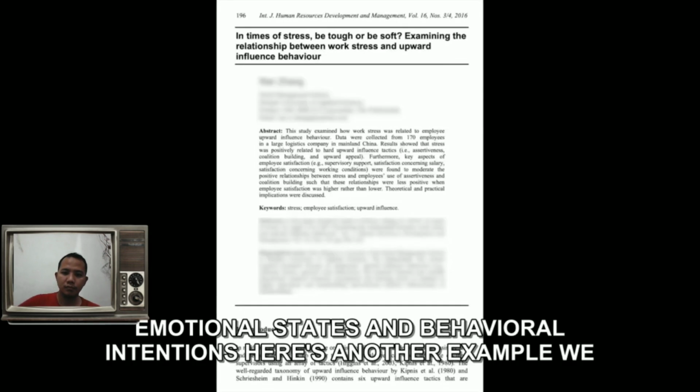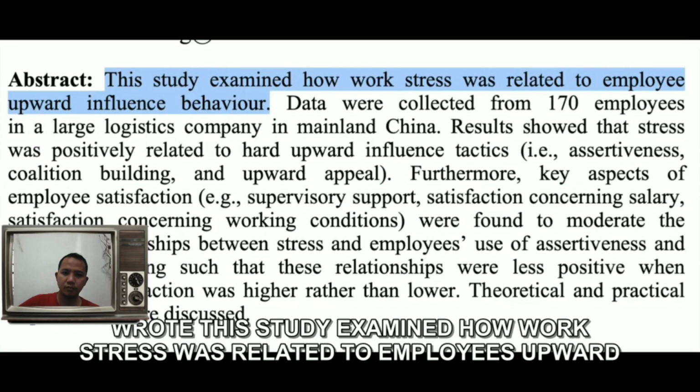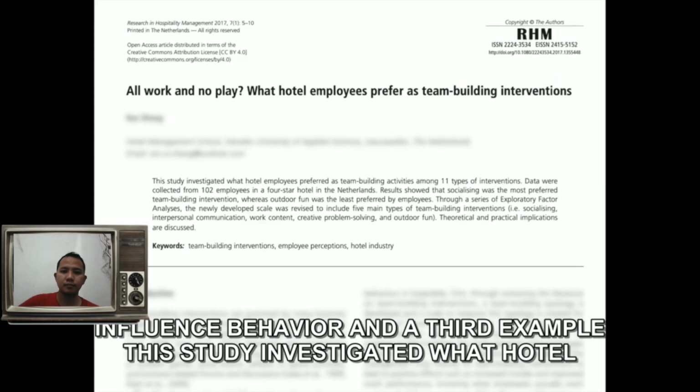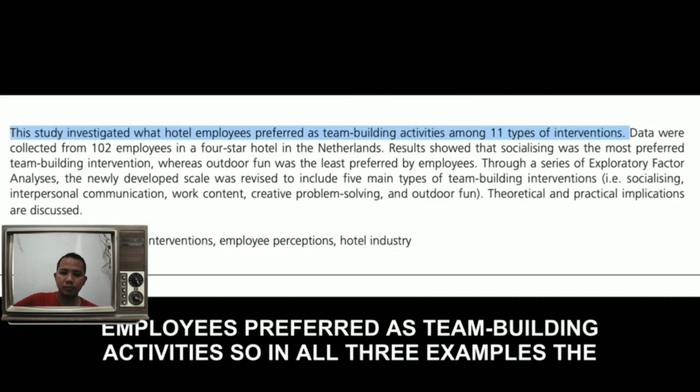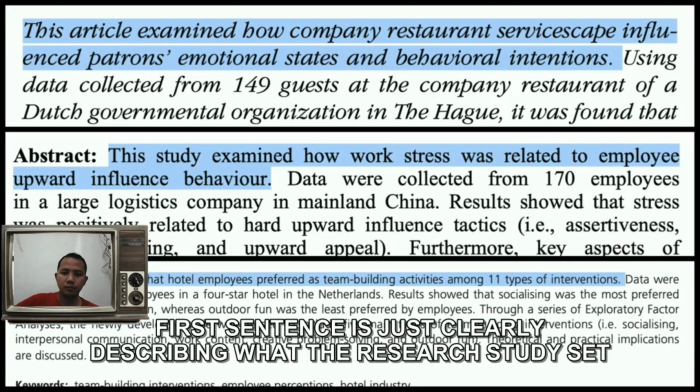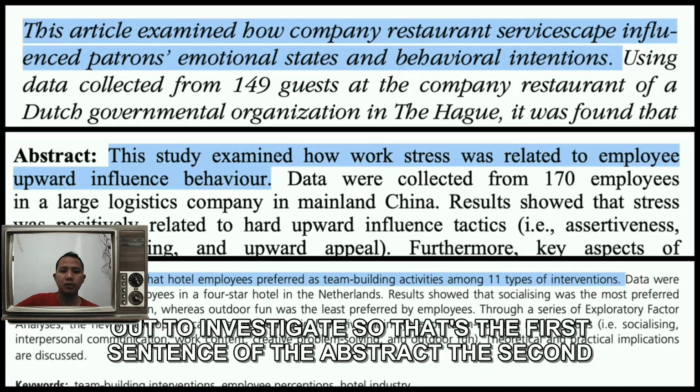Here's another example. We wrote, this study examined how work stress was related to employees' upward influence behavior. And a third example, this study investigated what hotel employees preferred as team-building activities. So in all 3 examples, the first sentence is just clearly describing what the research study set out to investigate. So that's the first sentence of the abstract.